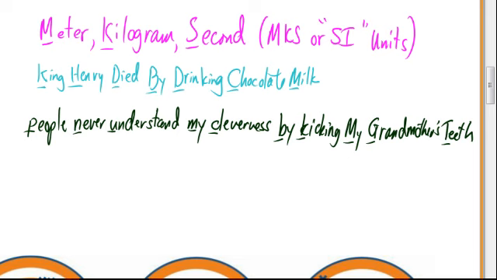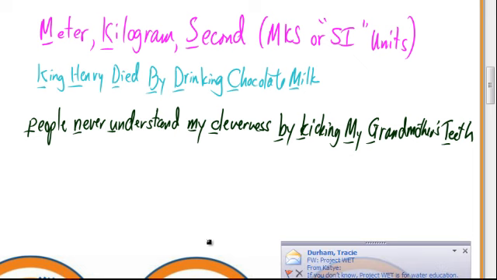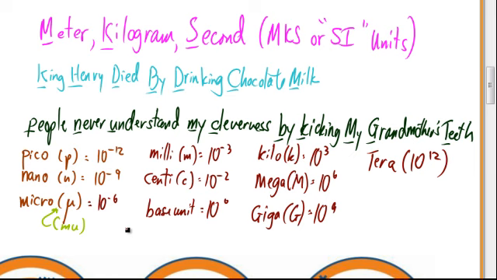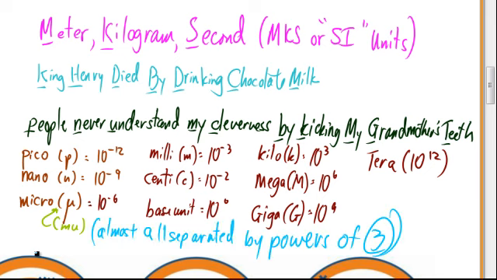The first letter of the words hint at the multipliers for pico, nano, micro, which is symbolized by the lowercase Greek letter mu, which looks like a Roman U with a long line in front of it, milli, centi, base unit, kilo, mega, giga, and tera. You'll see that all these multipliers, except for centi, are separated from the adjacent one by a power of 3. Of course, I assume you know how to handle scientific notation, so if you have questions about that, please review what you know, talk to your colleagues, or come speak with me.